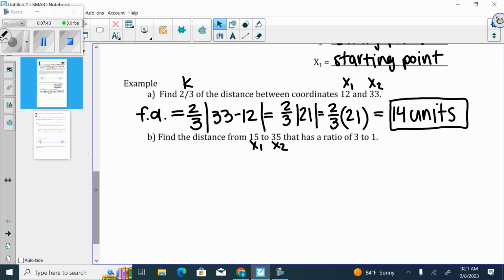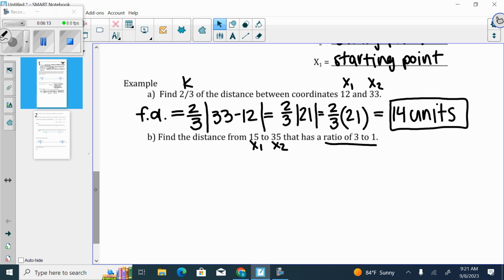So they didn't come straight out with our K this time like they did in the previous example. So we're going to have to create a fraction or a decimal based off of this ratio. We should know a ratio is just a type of fraction, right? You're comparing two terms. All right, so if I have a ratio of 3:1, that means 3 parts to 1 part. So 3 is how we would start that.